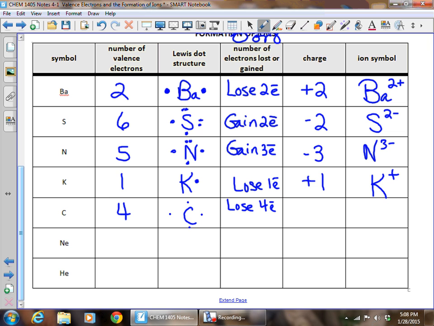It can lose the 4 electrons or it can gain the 4 electrons, which means that it could form a 4 plus or it could form a 4 minus. And actually that should have gone in the last column. I'm going to put a +4 charge or a -4 charge, and then C4 plus or C4 minus.